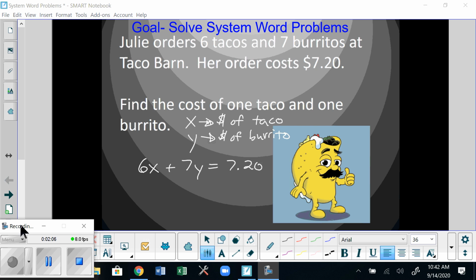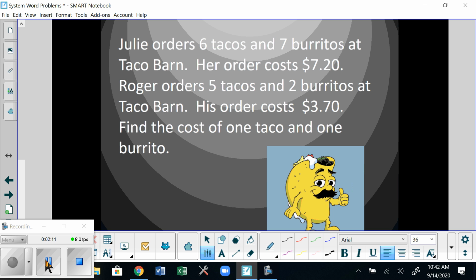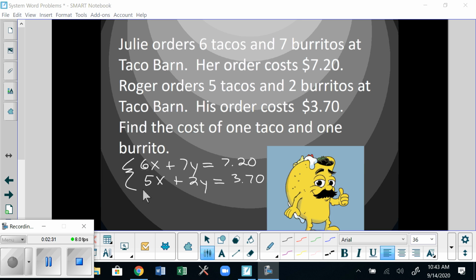What we're going to need is a second order to look at. Well, if we flip to screen 2, that's exactly what we have. Now we still have Julie's original order, but then we add in this new person, Roger. Roger orders 5 tacos and 2 burritos, also at Taco Barn. His order costs $3.70. Now that we have 2 lines, now we're in business. And let's write out this system. First, I have Julie's order, 6 tacos and 7 burritos, $7.20. Now I have this new second order from Roger, 5 tacos plus 2 burritos equals $3.70.